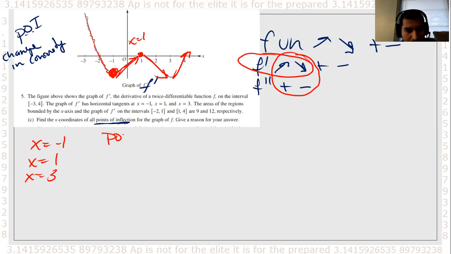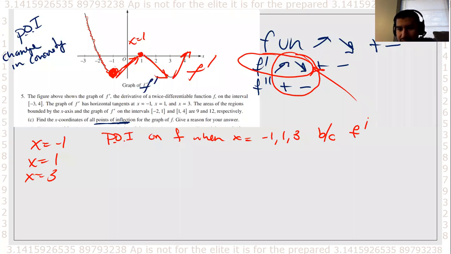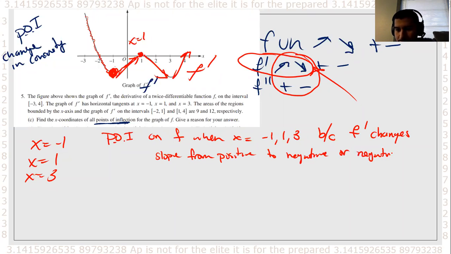So the points of inflection on f are when x equals -1, 1, and 3, because that's the graph I'm using, f prime. And according to this, I am changing slopes. You could say it changes slope. And I guess we can be a little bit more specific: from positive to negative, or negative to positive.